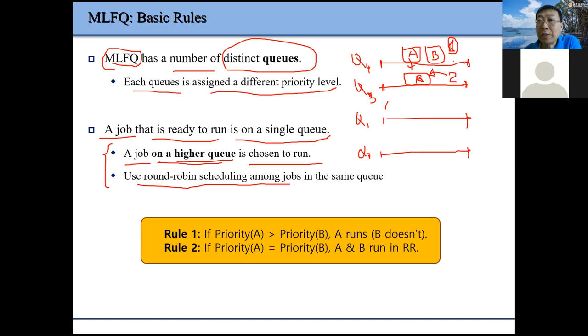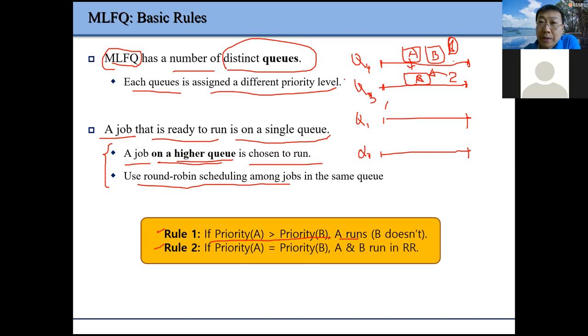So for each queue, we have a predefined time slice. Generally, you can see here we have rule one and rule two. Rule one is that if priority A is greater than priority B, A runs. We schedule A to run.